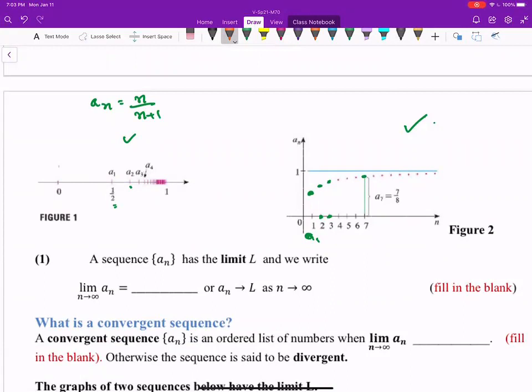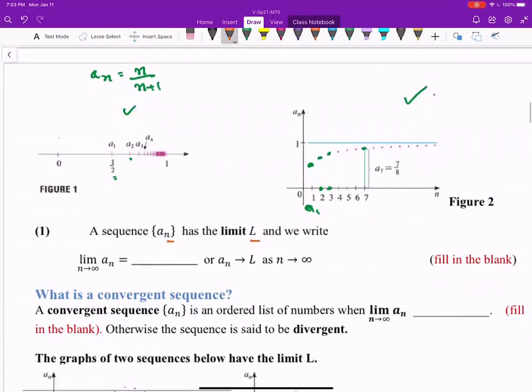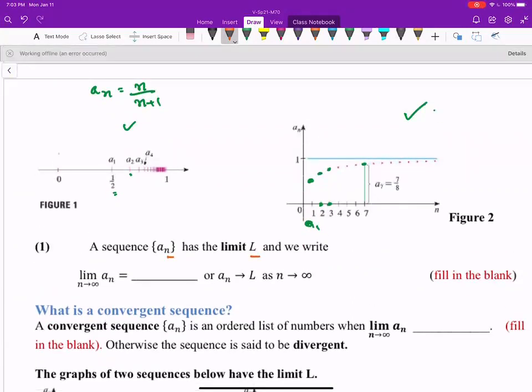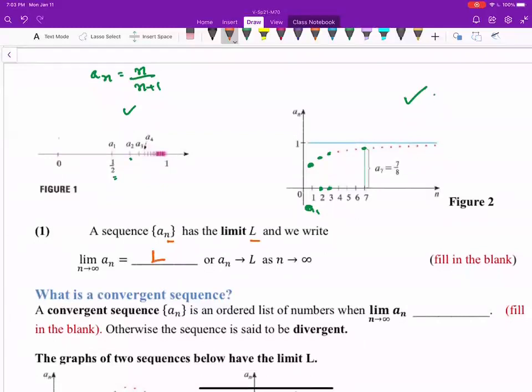What do you mean by a sequence having a limit? The sequence an has a limit L, and we write the limit as n approaching infinity of an equals L, or we say an approaches L as n approaches infinity. What is a convergent sequence? A convergent sequence an is an ordered list of numbers when the limit as n approaching infinity of an exists. If the limit does not exist, it's said to be divergent.